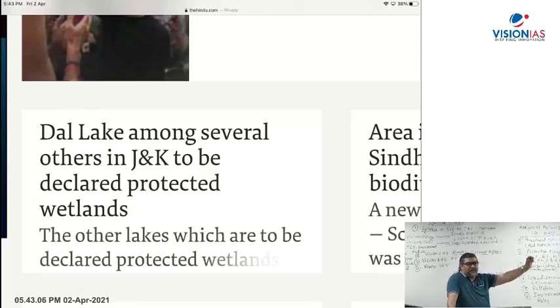How are wetlands important for human beings and the environment? What are the threats to wetlands? Right? What is the Ramsar Convention? What are the objectives of the Ramsar Convention? What are Ramsar sites? Which are the Ramsar sites in India? This is the sequence.